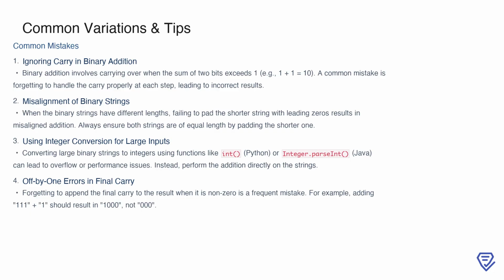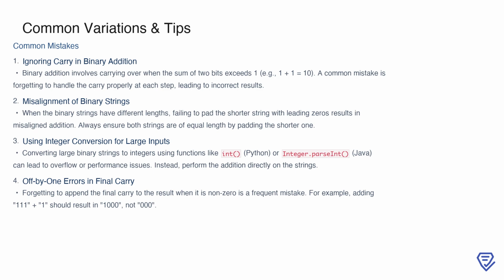Additionally, converting large binary strings into integers for arithmetic might seem convenient, but it can introduce overflow issues or performance bottlenecks, especially in languages like Python or Java. Instead, it's better to perform the addition directly on the binary strings.